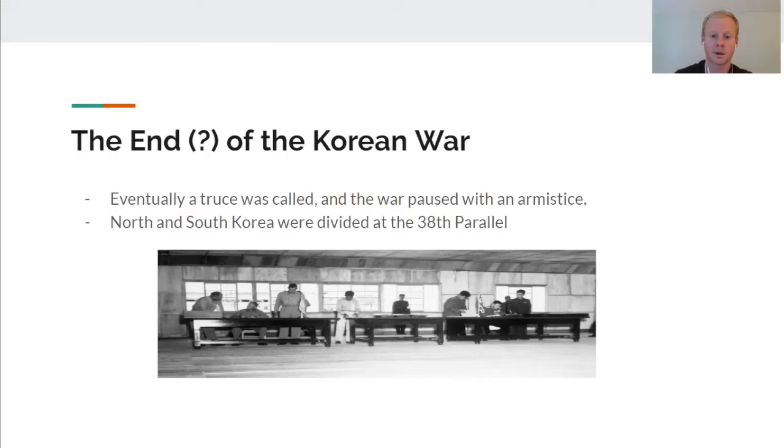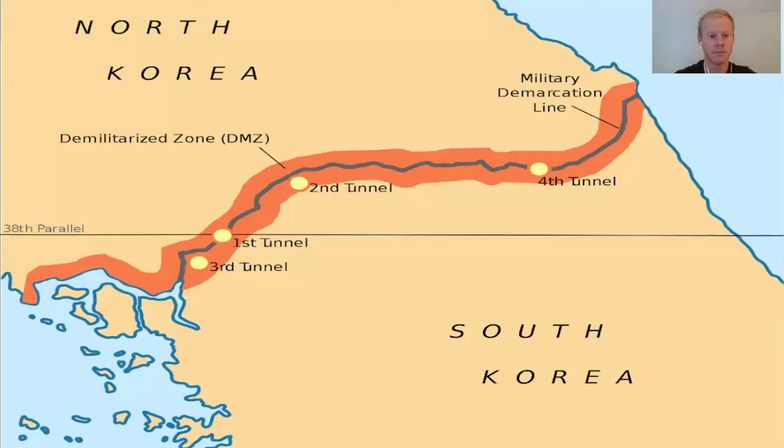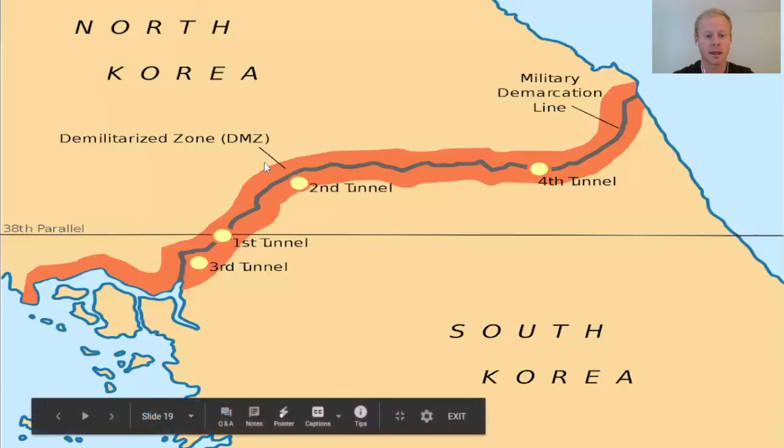North and South Korea were divided at the 38th parallel, that line that we've seen. So here's a zoom up of it. This is the 38th parallel. This is known as the DMZ, the demilitarized zone, and this is the line that separates South and North Korea.